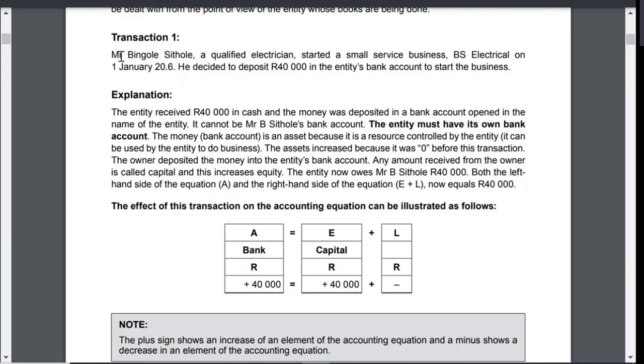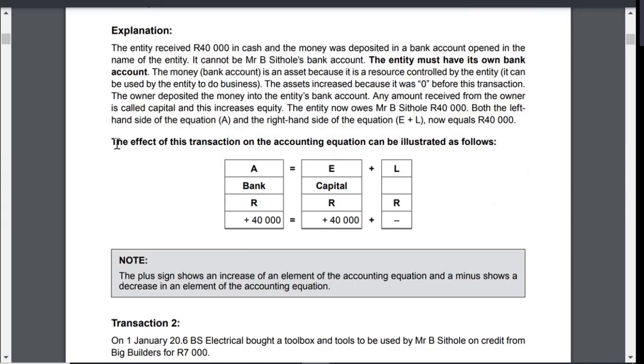So Mr. Bingwal is a qualified electrician. He started his business on the 1st of January, and he decided to deposit 40,000 in the entity's bank account to start the business. The effect of the transaction on the accounting equation is illustrated as follows.